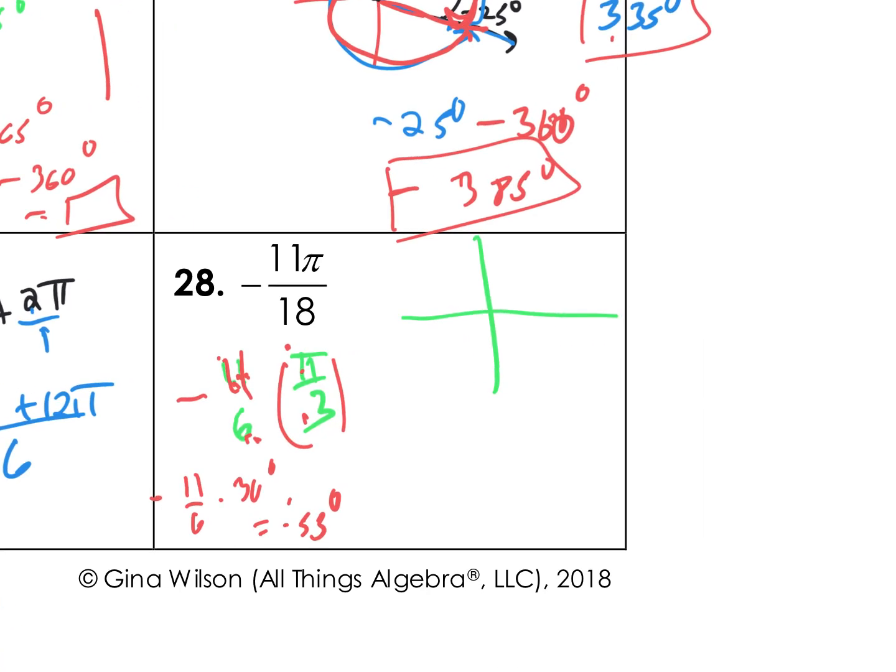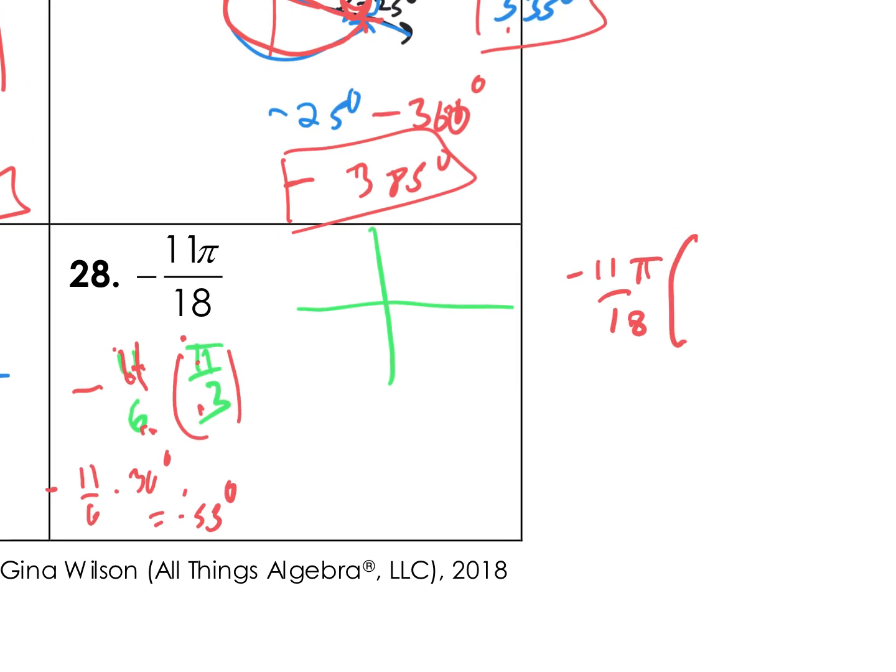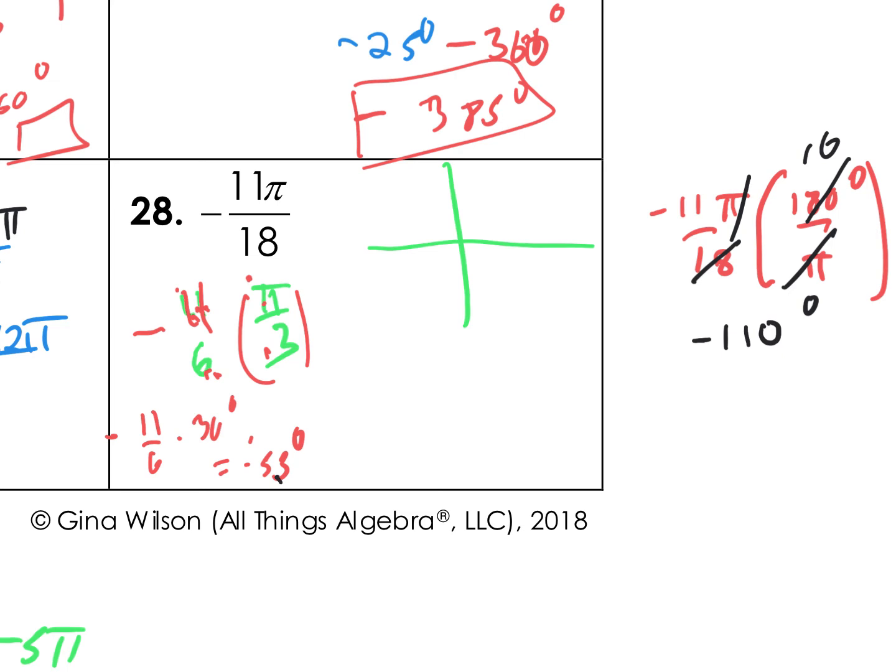Well, we don't have to. What did we learn earlier? 11 pi over 18 is in radians. I want to turn it to degrees, so I'm going to multiply it by 180 degrees over pi. Let's see if I'm right. 18 goes into 180 10 times, and it doesn't look like I'm right. Negative 11 times 10 is negative 110 degrees. Uh-oh, I lost something. I said negative 55.